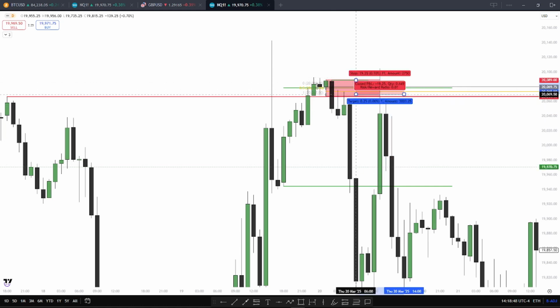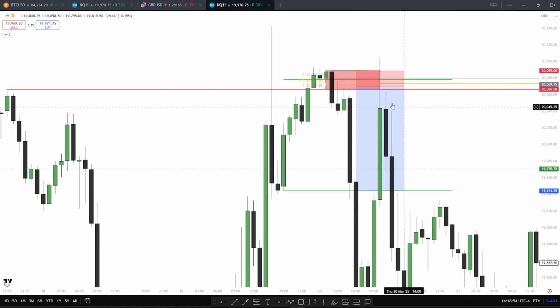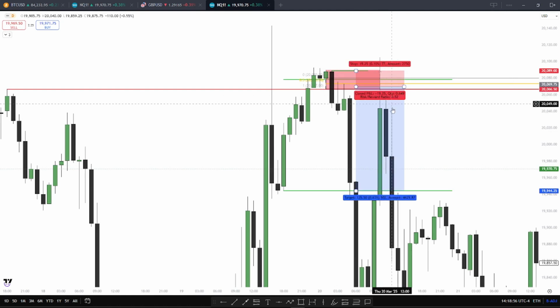Now remember back to that 5-hour range I talked about? Well, we're going to be targeting the low of that range. Now this one simple trade gave us a 5.5 R.